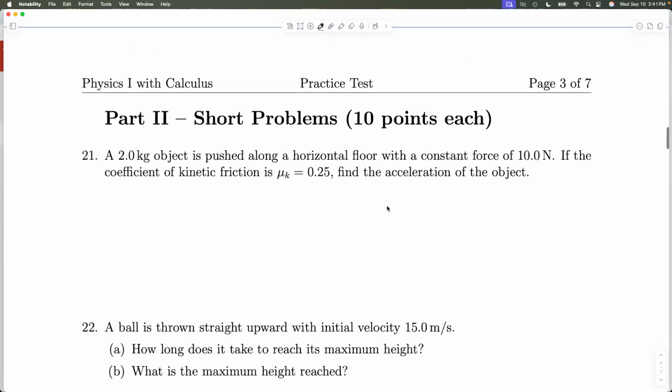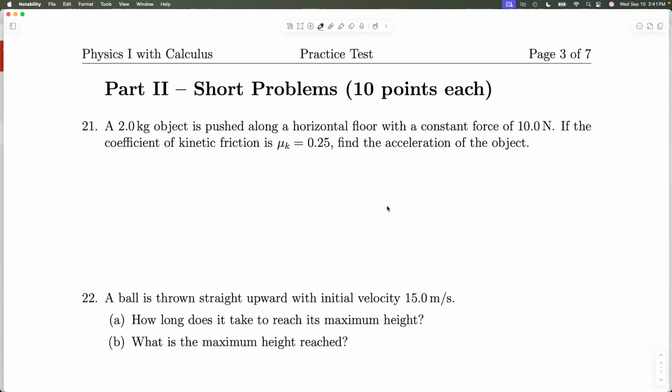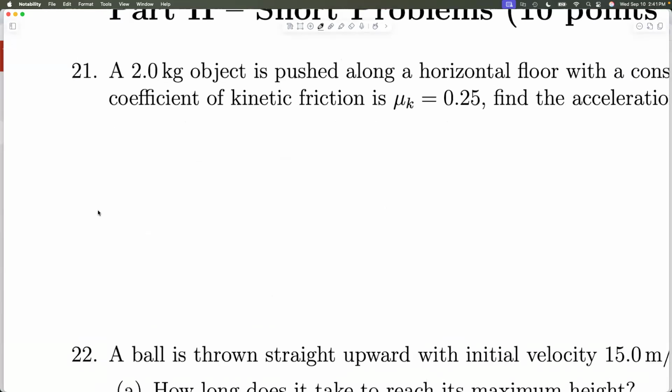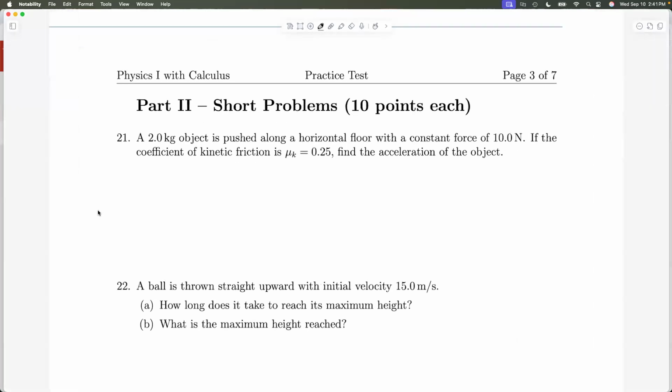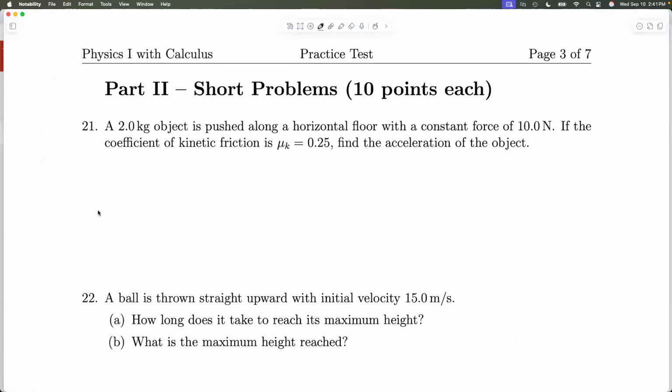Okay, some short problems. I don't know that I have enough space to do all these on here, but I'm going to try. So I may have to zoom in and write really small. All right, so we're pushing on a horizontal floor here. That is meant to be horizontal. Mass equals 2 kilograms.